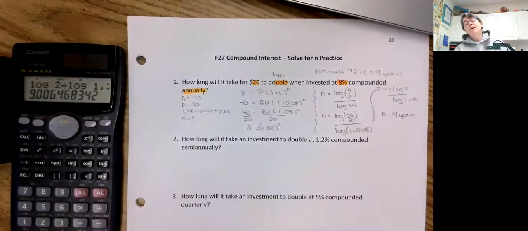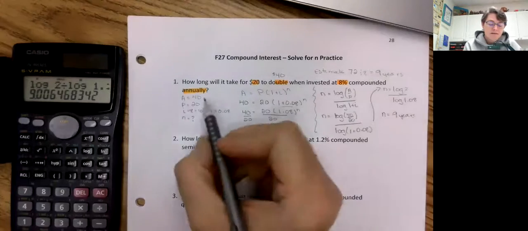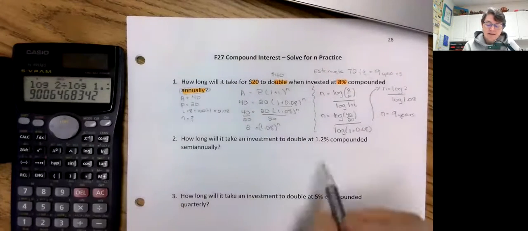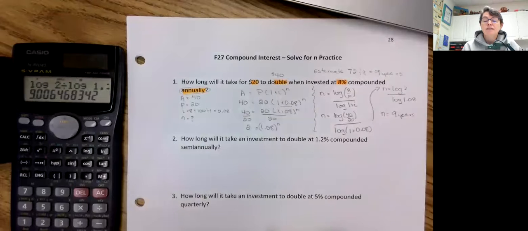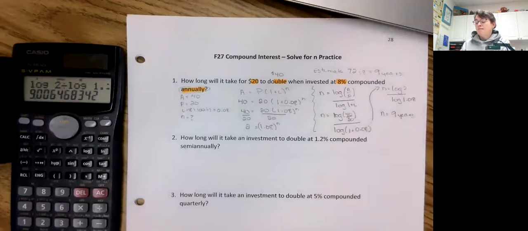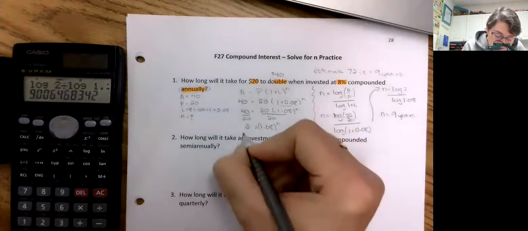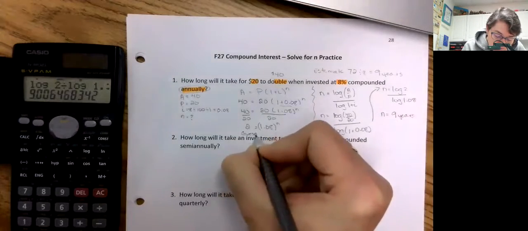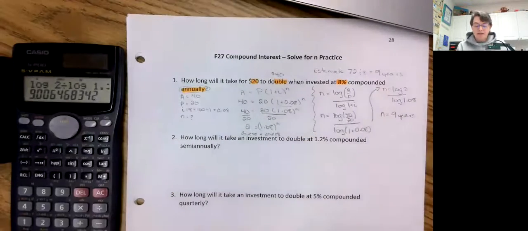And why would I do all that work if my estimate was going to be 9 years and the estimate was completely right? Exactly. But the estimate only works or is most accurate when you're talking about annually. Let's see how much of a difference there is when it's compounded semi-annually. I'm not going to do the guess and check. I'm just going to go straight to my log formula.